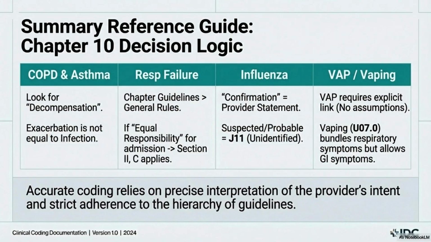For VAP, the documentation has to be crystal clear. No assumptions, no shortcuts. And when it comes to vaping-related injuries, U07.0 is your starting point, and then you layer in the manifestations. Accurate respiratory coding really comes down to understanding the provider's intent and applying the right logic at the right time.